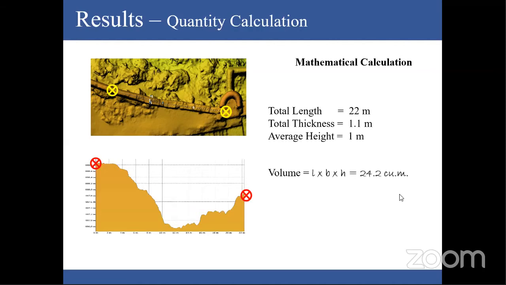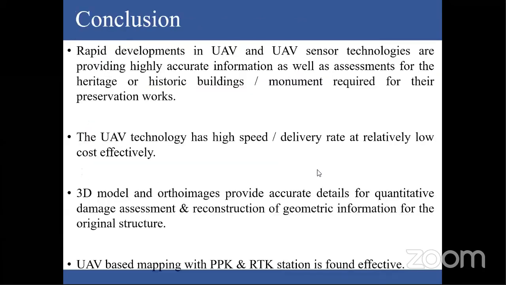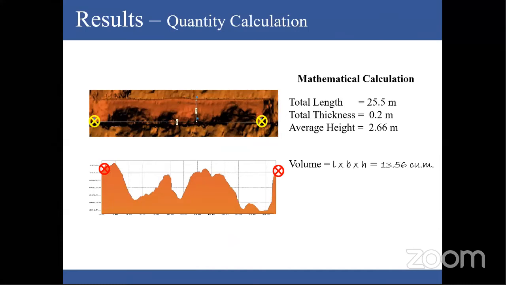So for this area, the first is 24.2 cubic meters. The second is 91.25 cubic meters. This is for the cross section of the collapsed part, and this is a top view of the collapsed part. This is another partially collapsed part, which has a length of 25.5 meters, an average thickness of 0.2 meters and an average height of 2.66 meters. That gives a 13.56 cubic meter volume of the collapsed part. Depending on this, we are now going to prepare our repairing method and repairing material.